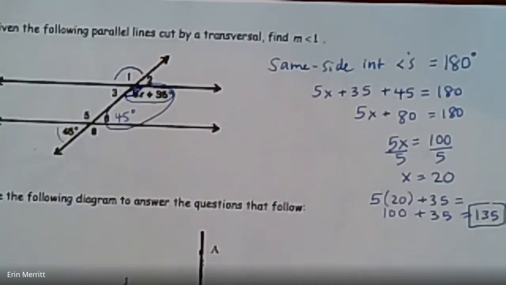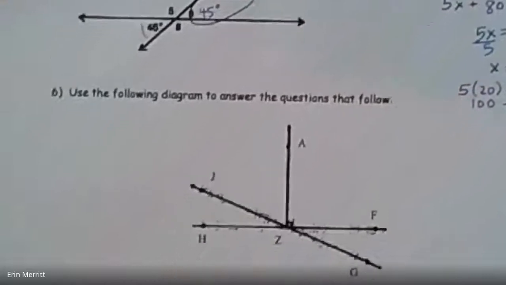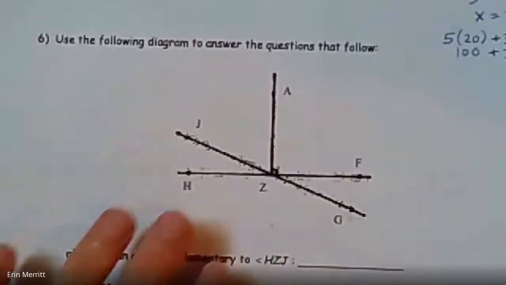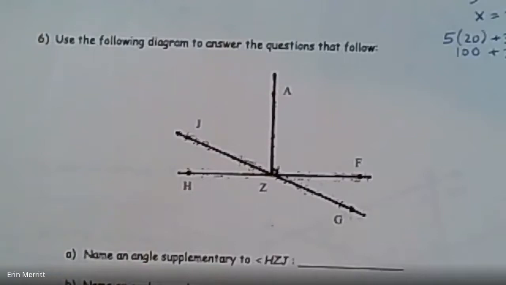All right. For the ones here, this is just picking out and labeling angles. So for number 6, it says use the following diagram. It is a little messy. Sorry for all the dots on it. It's just a little bit old. And it's saying use it to answer the questions.